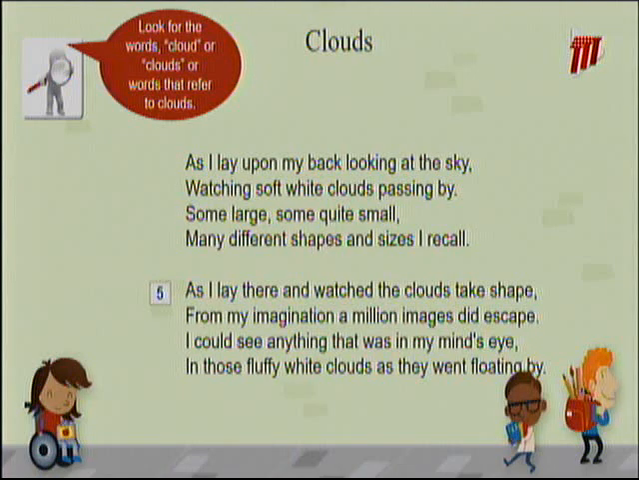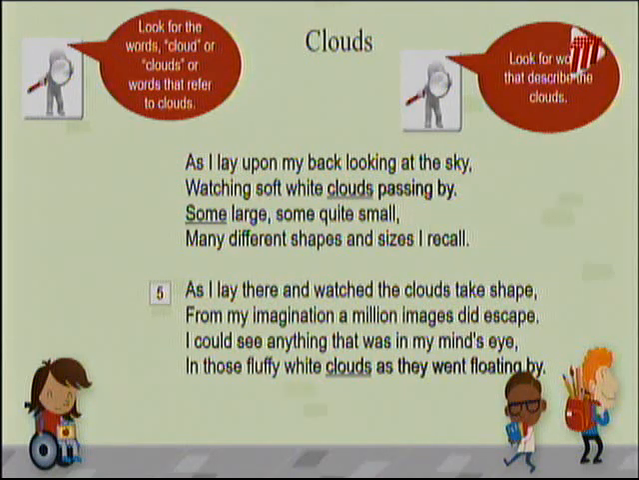So let's look for the words cloud or clouds, or words that refer to clouds in the poem. The word cloud and some refer to clouds. Now let's look for words that are used to describe the clouds. The words soft, white, large, small, fluffy, and white are all words that can be used to describe the clouds that were seen by the poet.